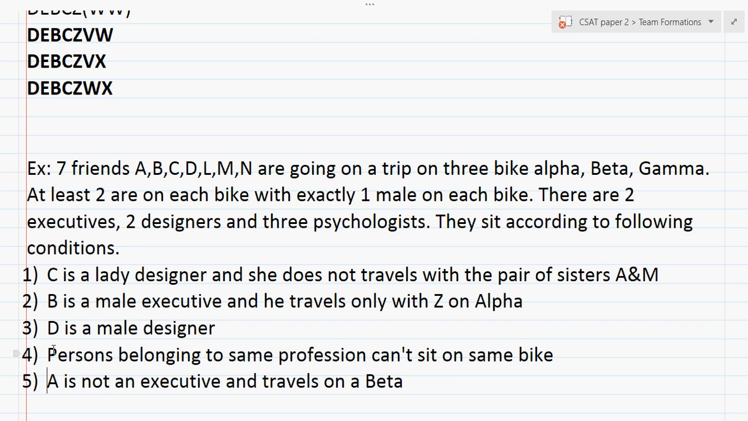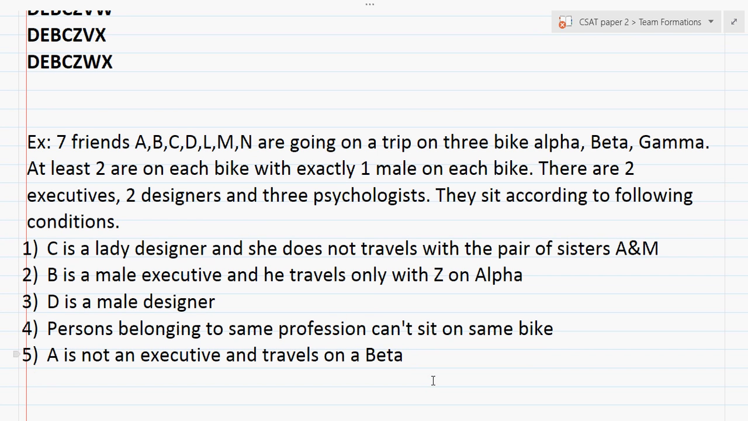So here it is. I hope that you are able to do it. Let's see how we proceed. From the question, it says at least two are on each bike, which means two bikes have two each and one bike has three, right? And exactly one male on each bike, so the number of males is three, right? That is clear to us.